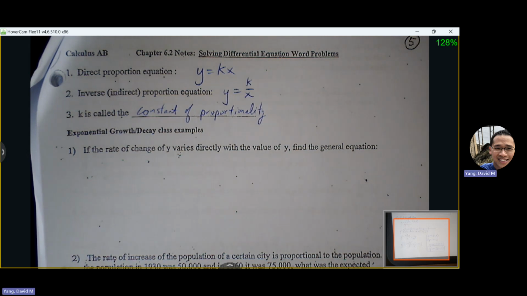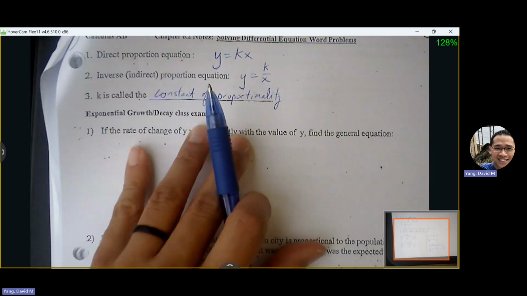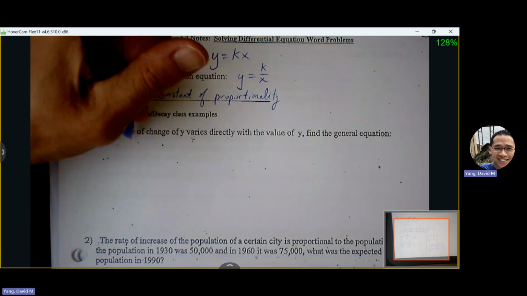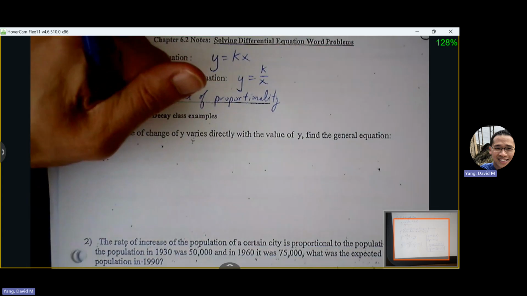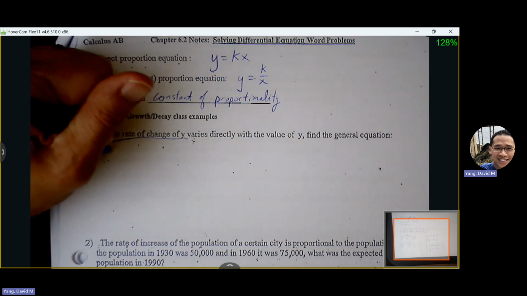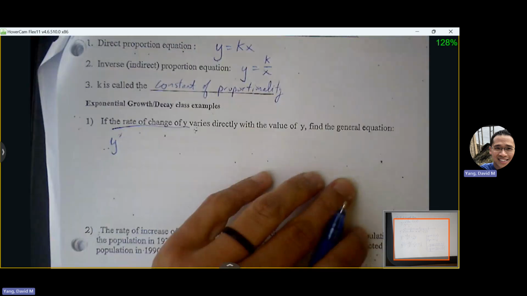Number one, if the rate of change of y varies directly with the value of y, find the general equation. Oh, by the way, with these word problems, everything is going to be in relation to time. So t is going to be our independent variable. Okay? Everything is in relation to time. So if the rate of change of y, we can think of that as y prime, the rate of change of y, is that a derivative?